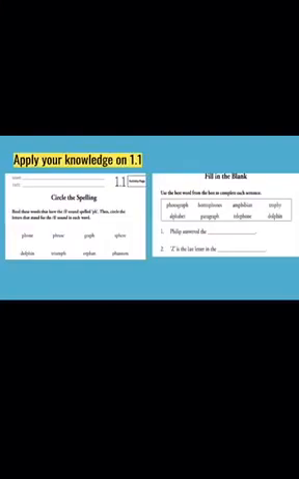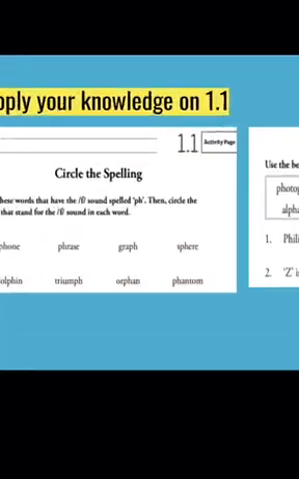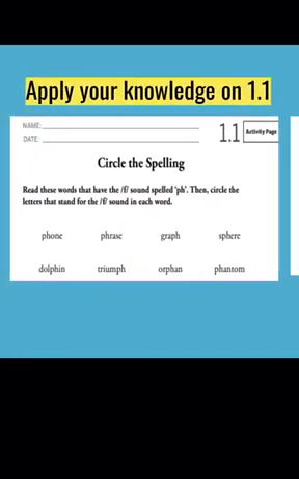Okay, let's do a little bit of practice. You're going to apply your knowledge on activity page 1.1. You're going to read through the words and you're going to circle the letter or letters that make the F sound.